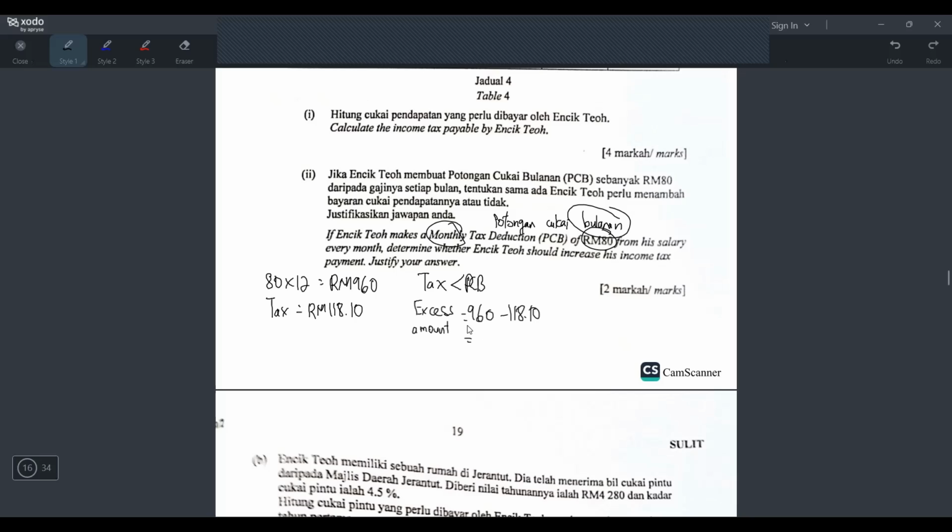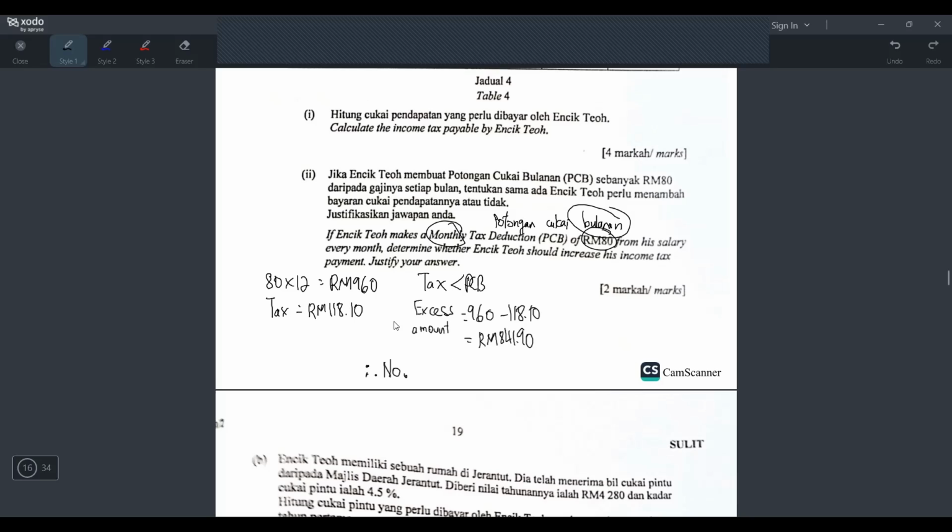So let's press. Okay, my calculator give me 841.90. So what RM 841.90, what is this? This is the money yang you lebih bayar. So this money you will not have to pay. The LHDN will refund back to you. So determine whether Encik Teo should increase his income tax payment. No, he don't need to increase. He lebih bayar already. So justify your answer.